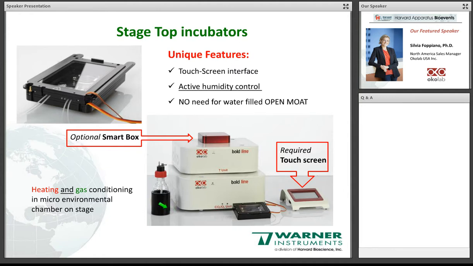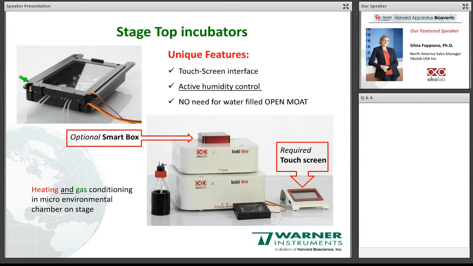Here on the left, we have our humidity system, which is active. This means that you can select the percentage of humidity you want to deliver to your humidified gas, to your CO2. We have an optional smart box that I will talk about a little later. And here on the left-hand side, we have the stagetop chamber.